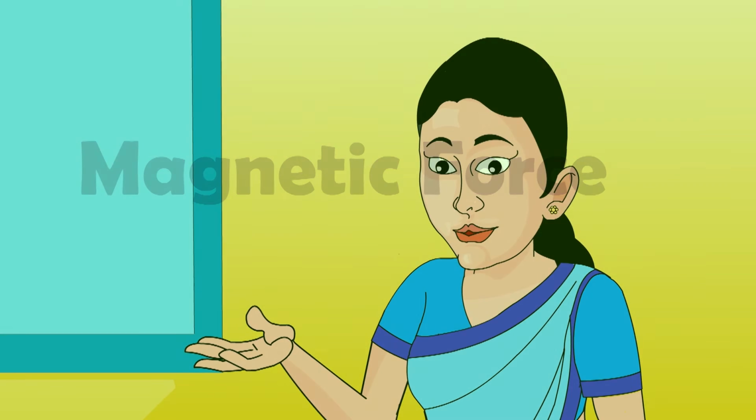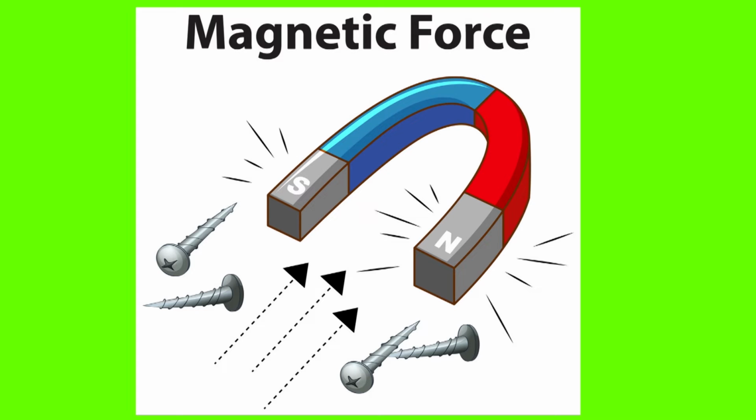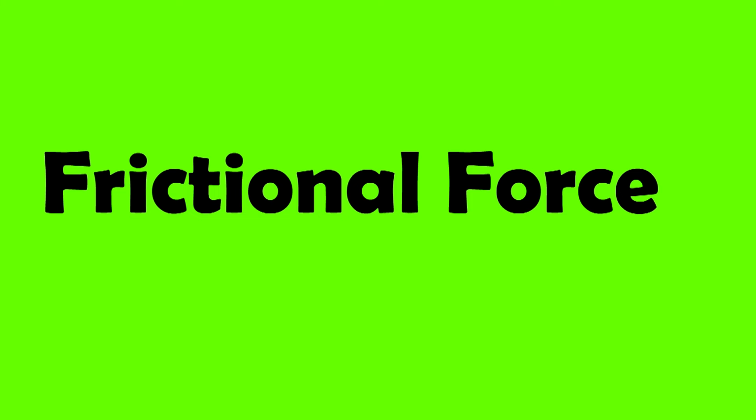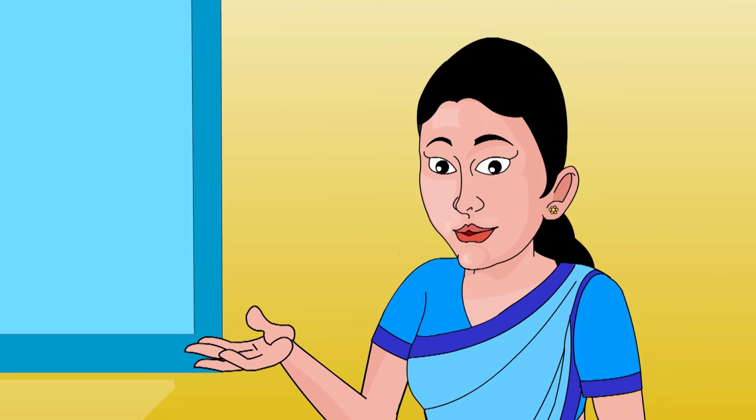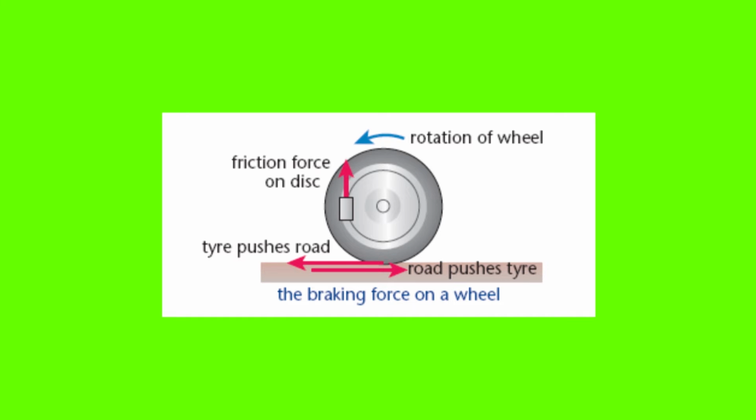Magnetic force. A magnet has a property to pull iron objects towards itself. This pull of the magnet is called magnetic force. Frictional force. There are handbrakes present on both wheels of a bicycle. When brakes are applied, they rub against the wheels. Friction between the brakes and the wheel slows down the bicycle, and you can stop or slow down your bicycle.